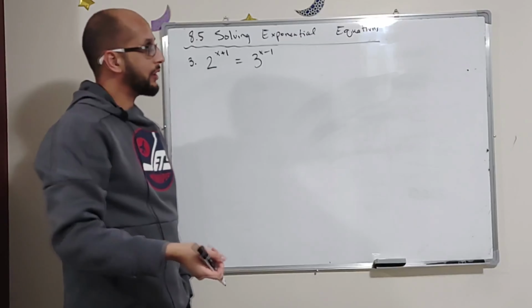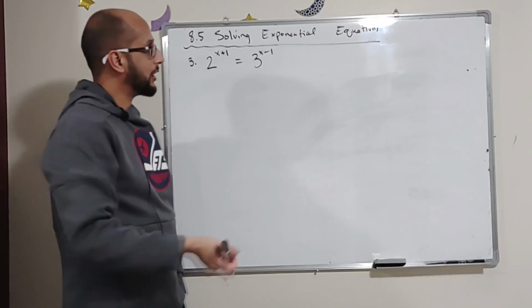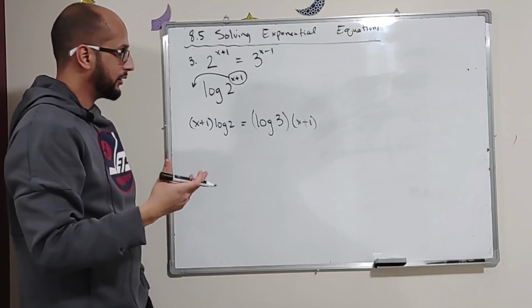Remembering the power law, if this was log of 2 to the power of x plus 1, I can just take that exponent x plus 1 and bring it down. Meaning if this is log of 2 to the power of x plus 1, I can now automatically just bring this down and make it x plus 1 times log of 2. And this I can do, log of 3 multiplied by x minus 1 that I've brought down on the other side. And now at this point, we need to go through and solve whatever we can.